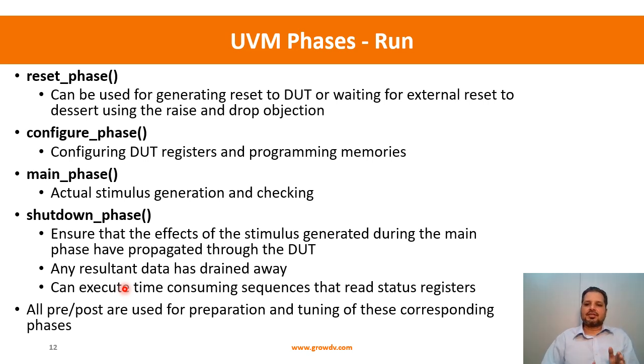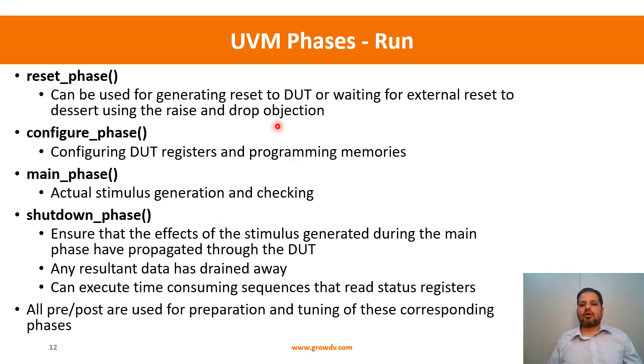So these sub phases of the run phase are running parallel across all the components, and within them they run in order, right? That is, first reset phase will run, and then configure phase, and main phase, and shutdown phase. And how do they ensure that they move from one phase to another when they are running this parallel task based phase mechanism? It is based on the objection. So in every one of these tasks you can call objection, and when the total number of objection counts for that particular phase becomes 0, the phasing moves to the next phase.